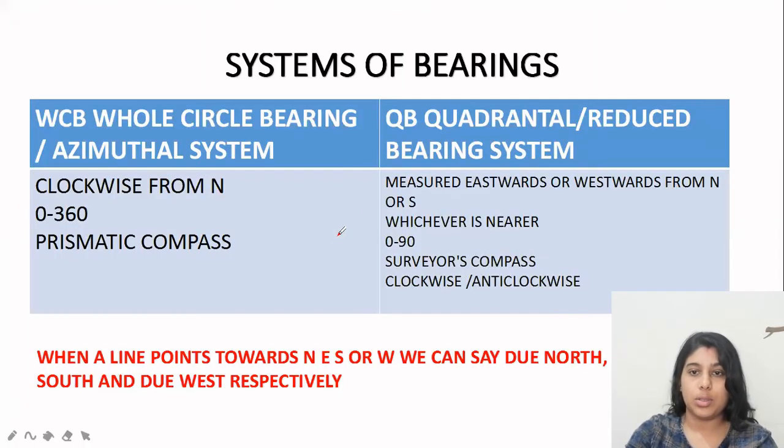So yesterday we told that I will be discussing the systems of bearings. Which are the systems of bearings? Two systems are there: whole circle bearing, which is also called azimuthal bearing or the azimuthal system, and quadrantal bearing or reduced bearing. This is related with true bearing. Don't forget this name, azimuthal.